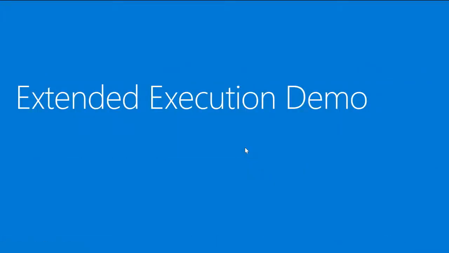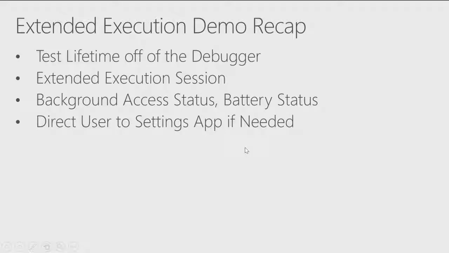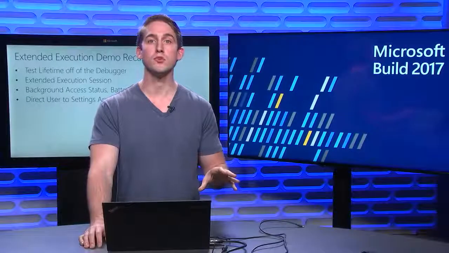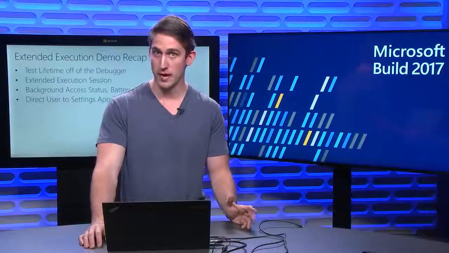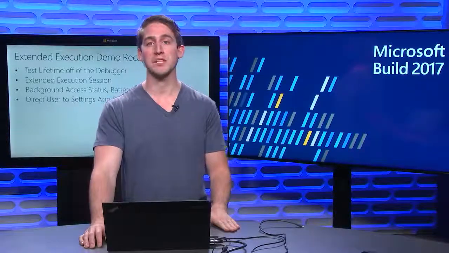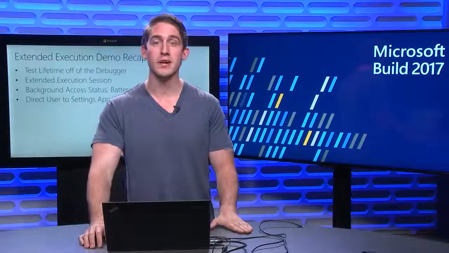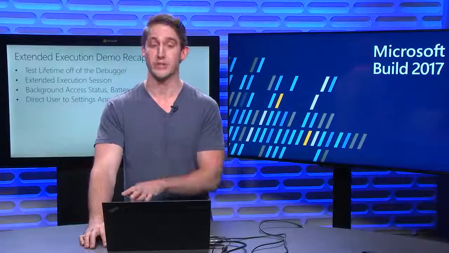You need to make sure that you are always testing this off of the debugger. You'll see that when you attach a debugger to any of your UWP applications, what will actually happen is that the debugger will remove all execution time limits from your application. And so in order to properly test those time limits, you'll need to make sure that it's always debugger detached.